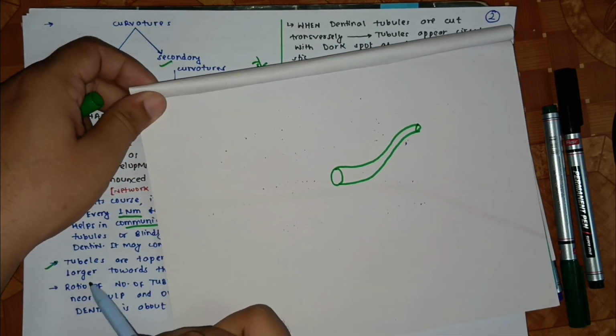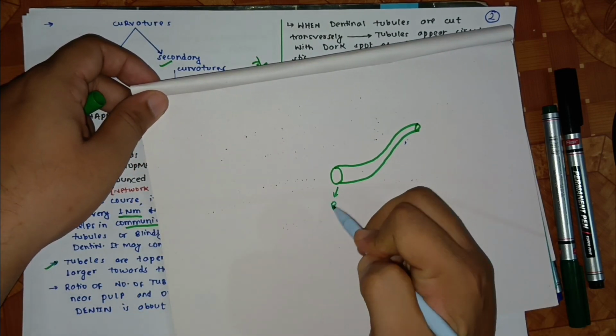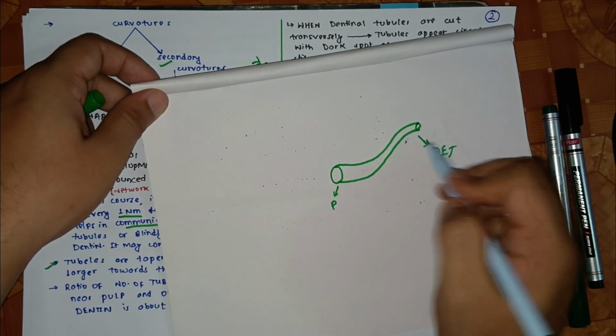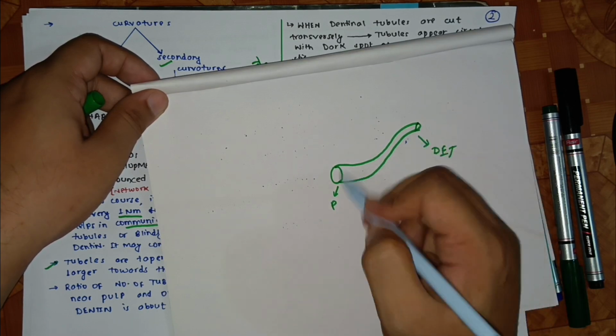That I have written here, tubules are tapered structures, larger towards the pulp. So it is larger towards the pulpal side and smaller towards the dentino-enamel junction side. On the enamel side it is less tapered, and it is more tapered at the pulpal side.